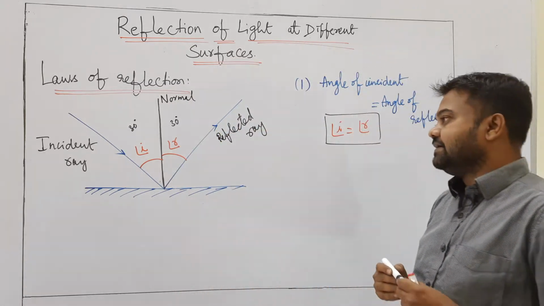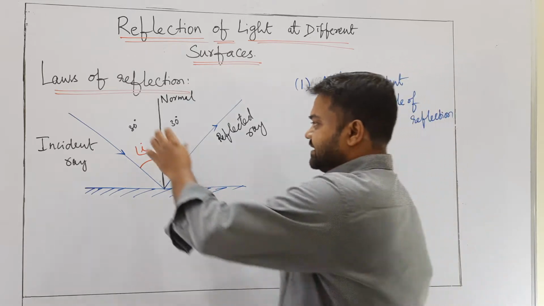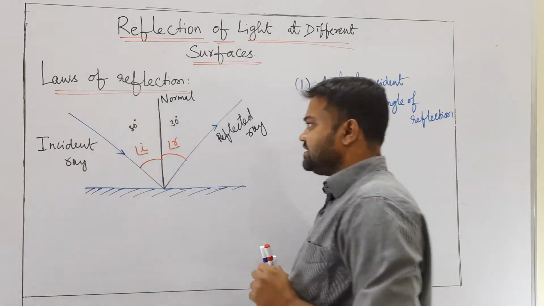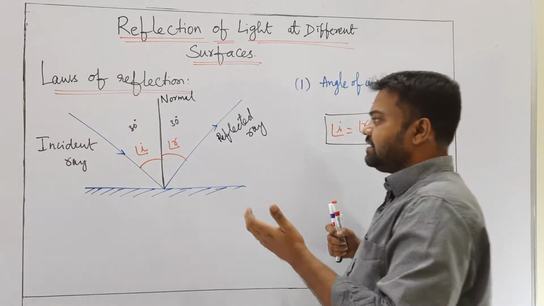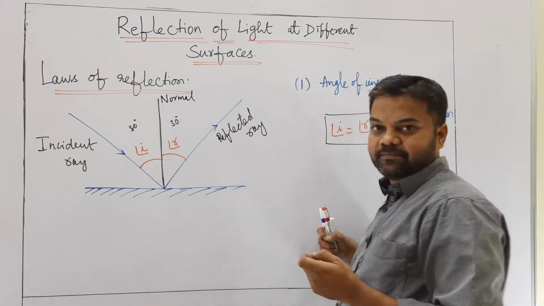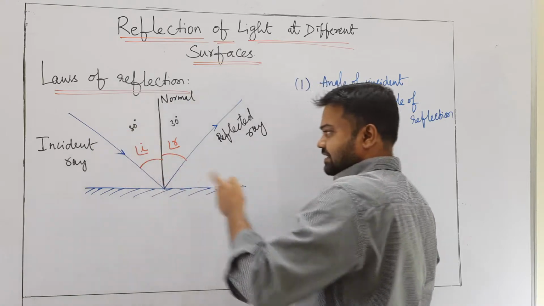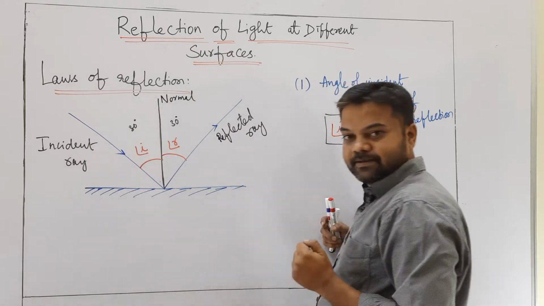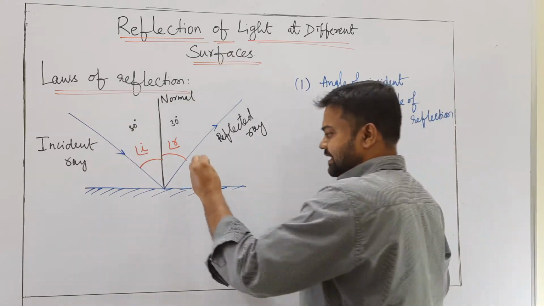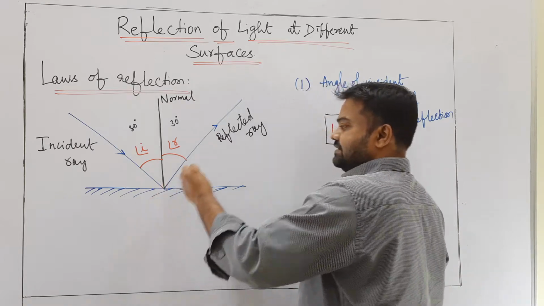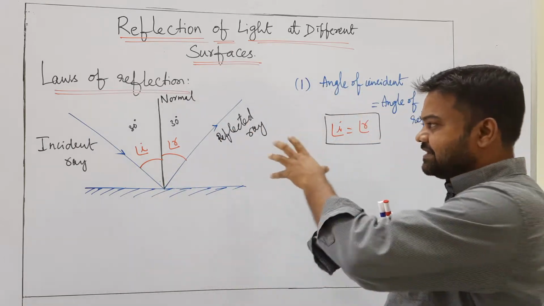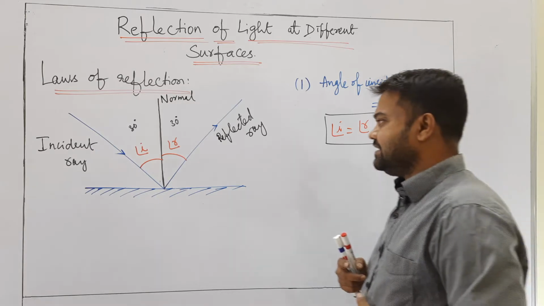Why, if the angle is 30, is the angle of reflection also 30? That was already explained by Fermat's principle. Fermat's principle says that whenever the light ray touches the surface, after that it tries to travel the path where it takes the least time.